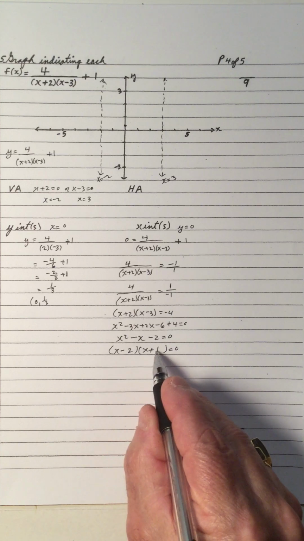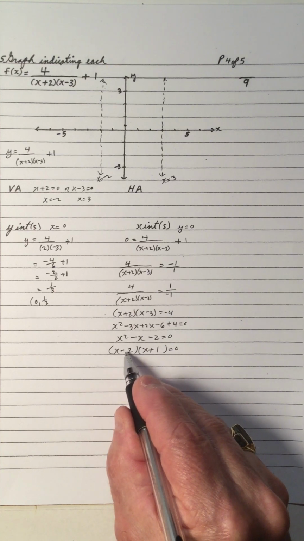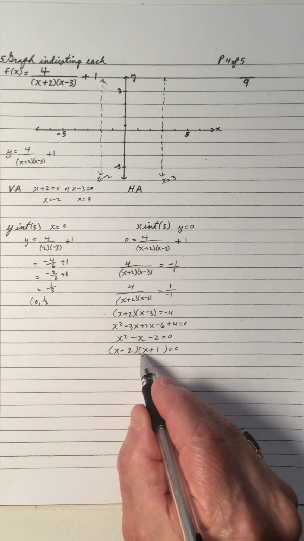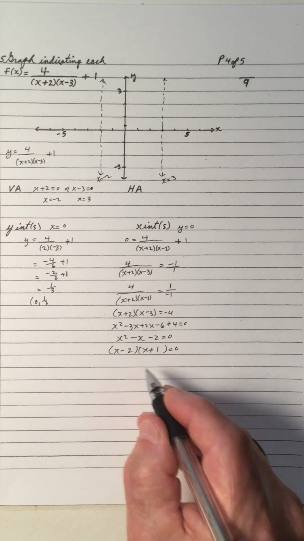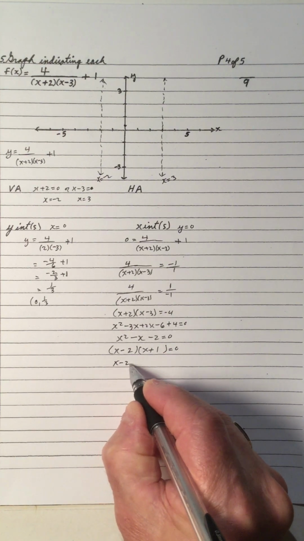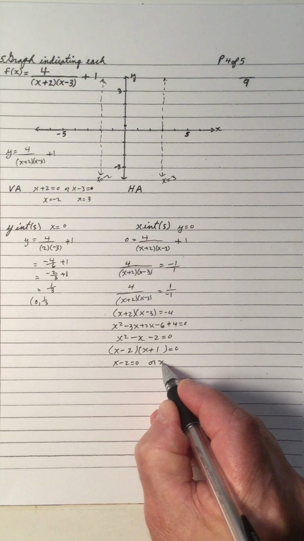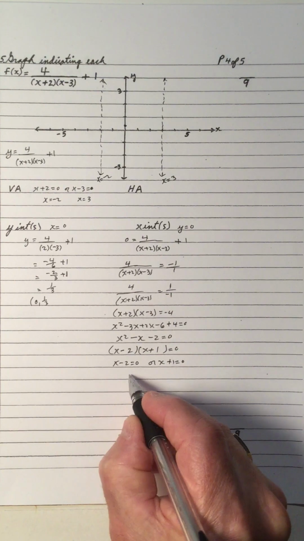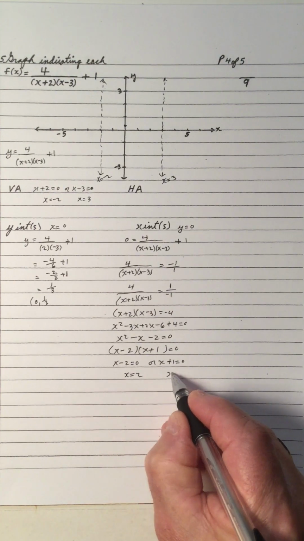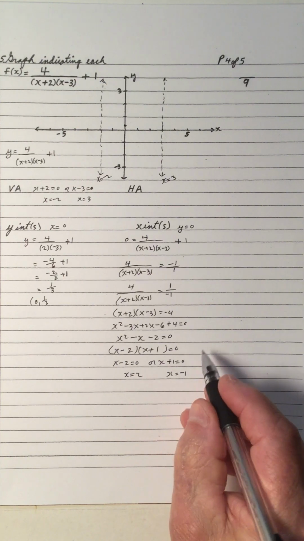Multiply, negative 2 times 1 is negative 2. And outside is 1, inside is negative 2. So that gives me negative 1. Perfect. So x minus 2 is equal to 0, or x plus 1 is equal to 0. x is equal to 2. x is equal to negative 1.